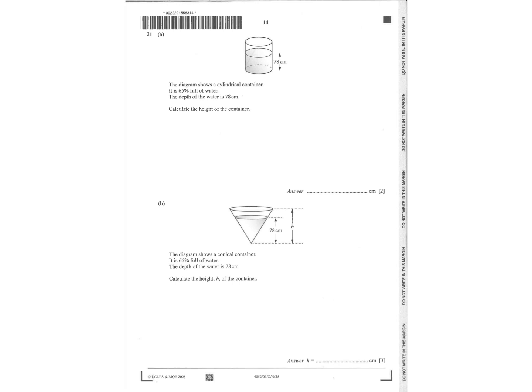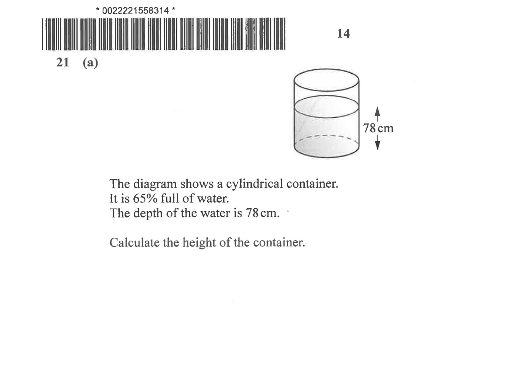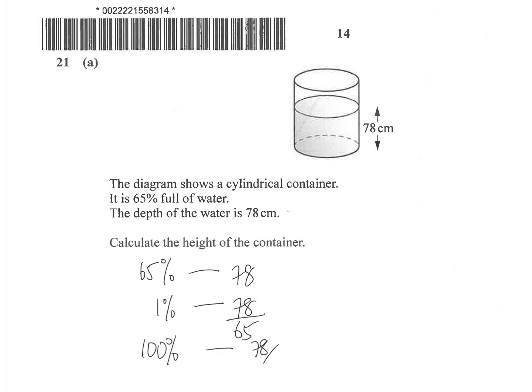Wonderful. This one. They say it's 65% full of water. The depth is 78. So the height would be 65% of the 78. That's all. So 65% is 120 cm. Oh no, 65% is 78. My bad. 65% is 78. So go and find 1%. Go and find 100. So you will get the full height is 120. Okay, next one is this one.